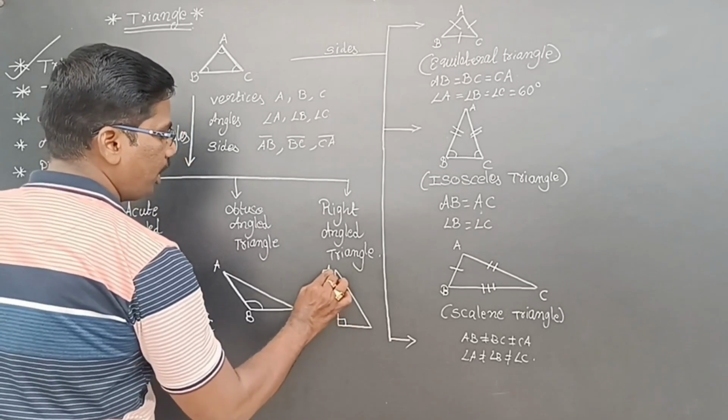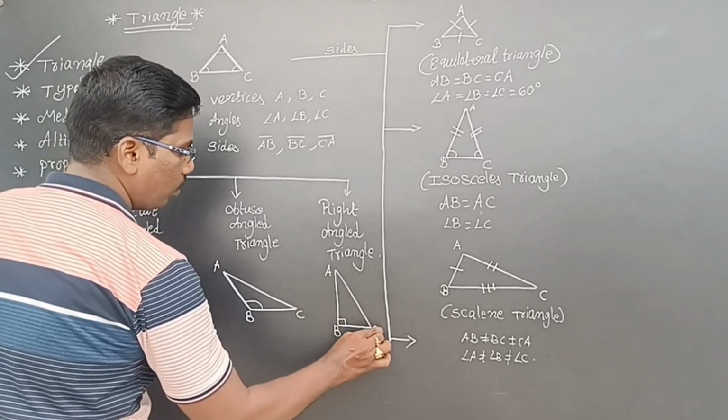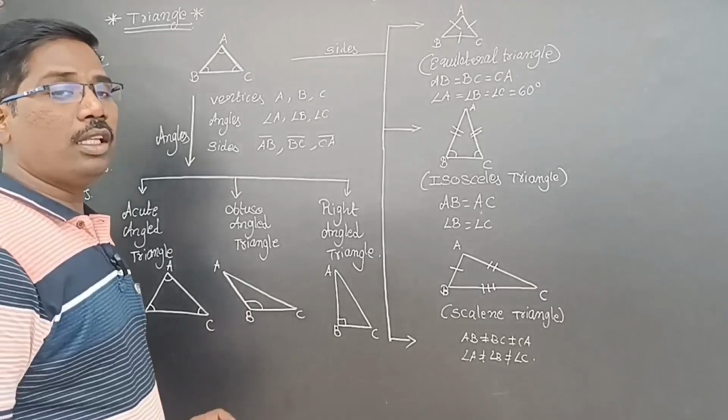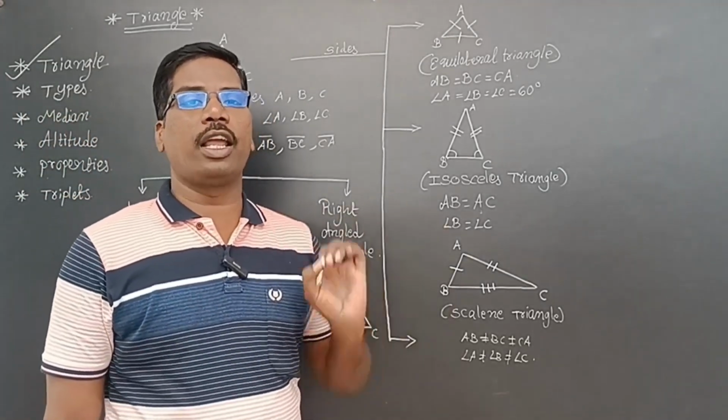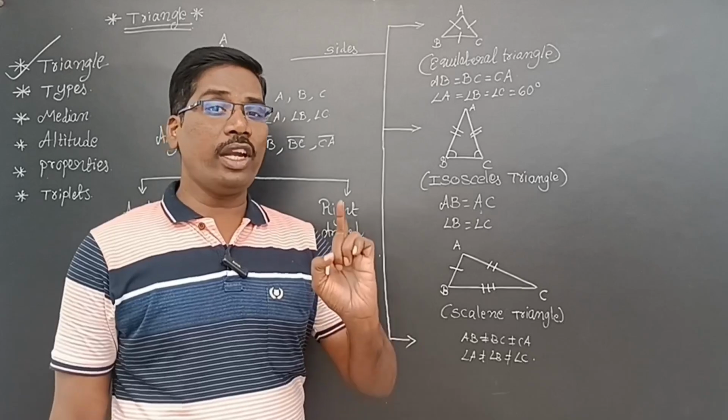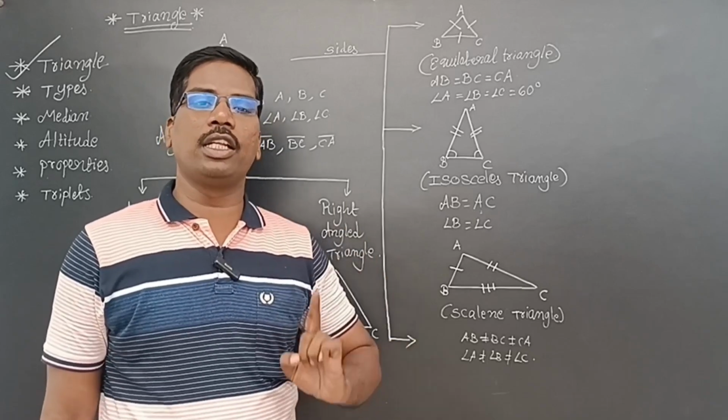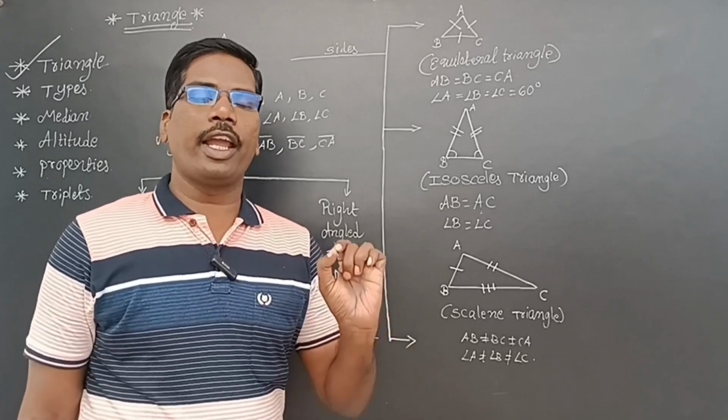A triangle in which one angle is 90 degrees, then the triangle is called right angled triangle. Right angled triangle.